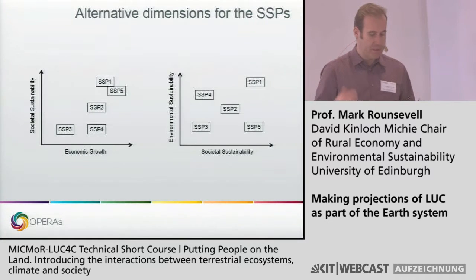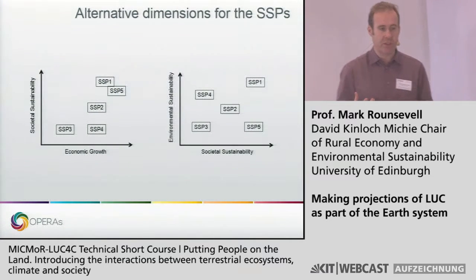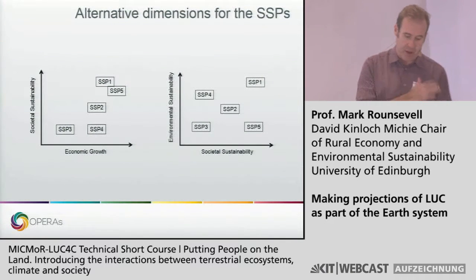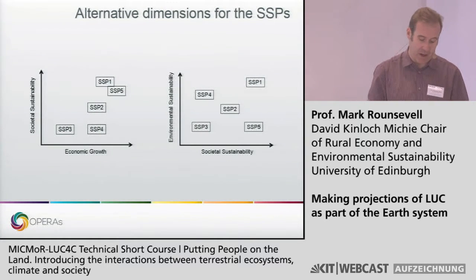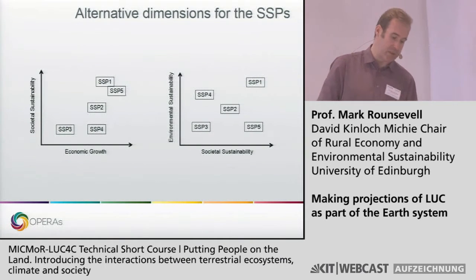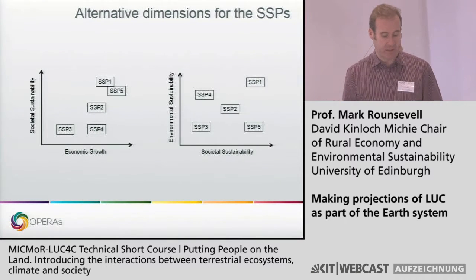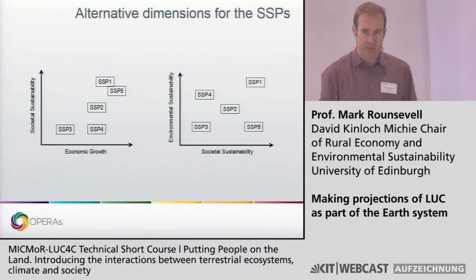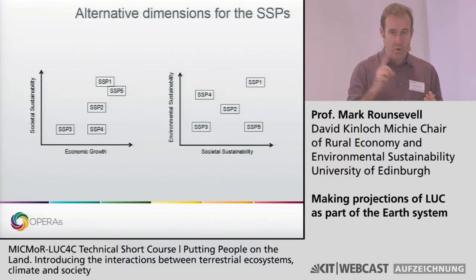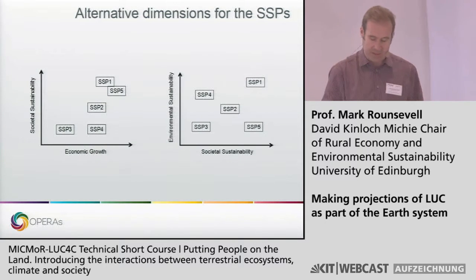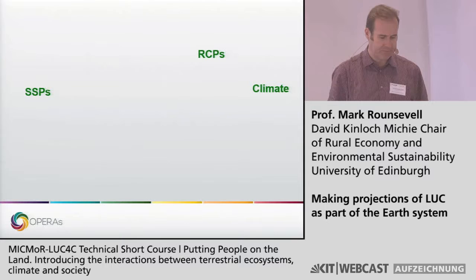The other point about these SSPs, and again, this type of information is held within the paper I'm going to give you in a moment, is that you can recast them in terms of different dimensions. So in this case, you're looking at economic growth against societal sustainability, or environmental sustainability against societal sustainability. Each of the SSPs is located in a different sort of dimensional space, depending on these different factors. So you can use this type of information to help you construct your own SSP. What I'm going to ask you to do in a moment is, in groups, work on one SSP each group, so you can really get to know that SSP intimately.